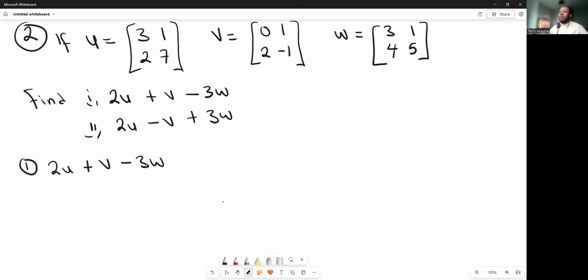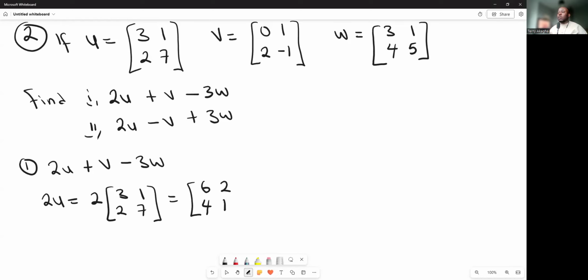What I always advise students is to solve each of the components separately, and from there you can add them together. So 2u will be equal to 2 into bracket 3, 1, 2, 7. When you open the bracket, 2 times 3 gives you 6, 2 times 1 gives you 2, 2 times 2 gives you 4, and 2 times 7 gives you 14.